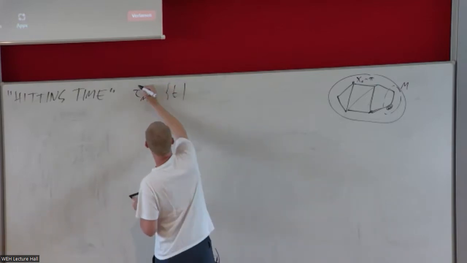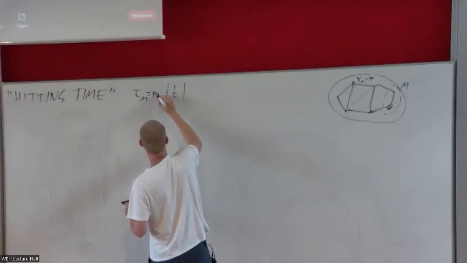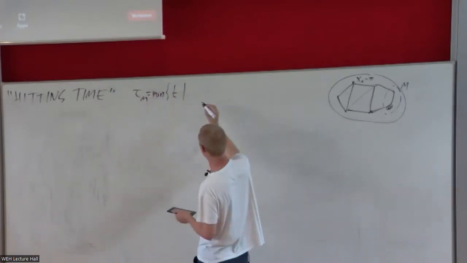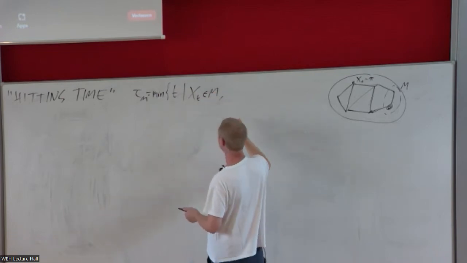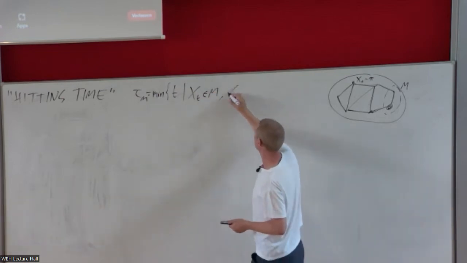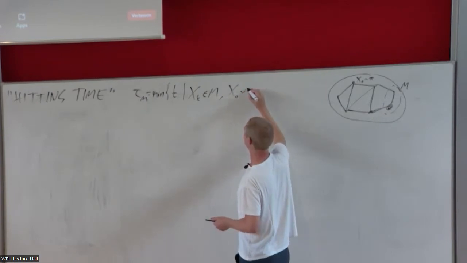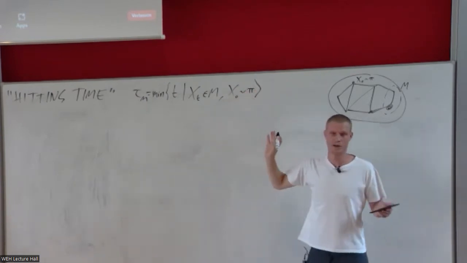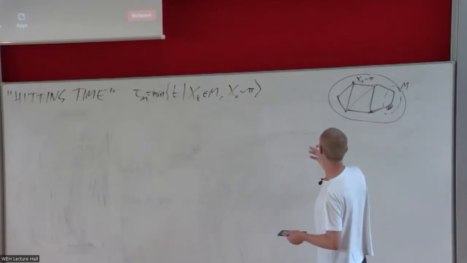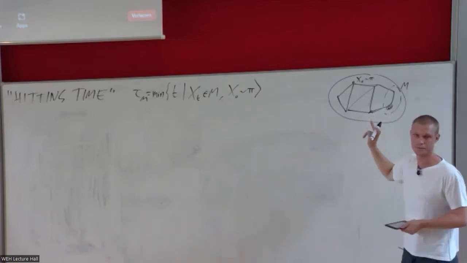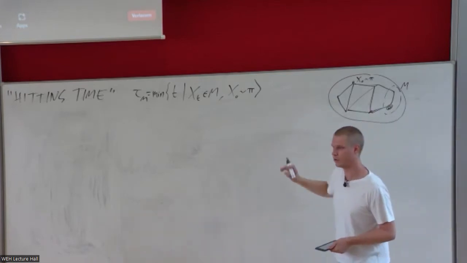Sorry, there should be a min here. The shortest t such that x_t is marked. And we'll assume that x_0 was distributed according to pi. Like you start from a completely random place in the graph, and you're asking how long does it take me to hit this set M, right? This is a random variable. This is what we call the hitting time.